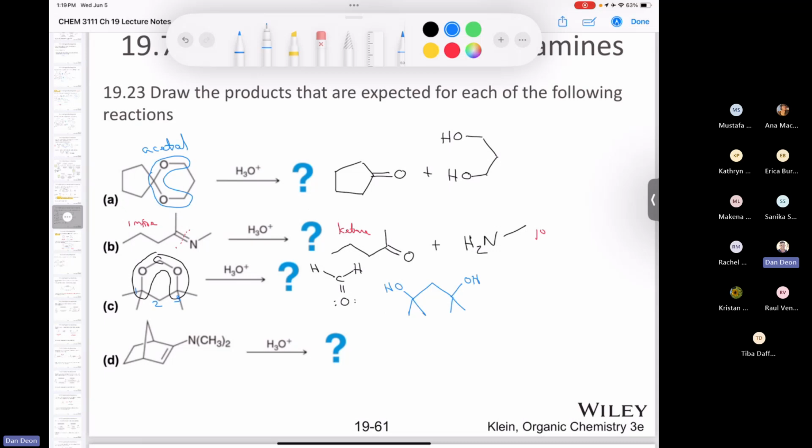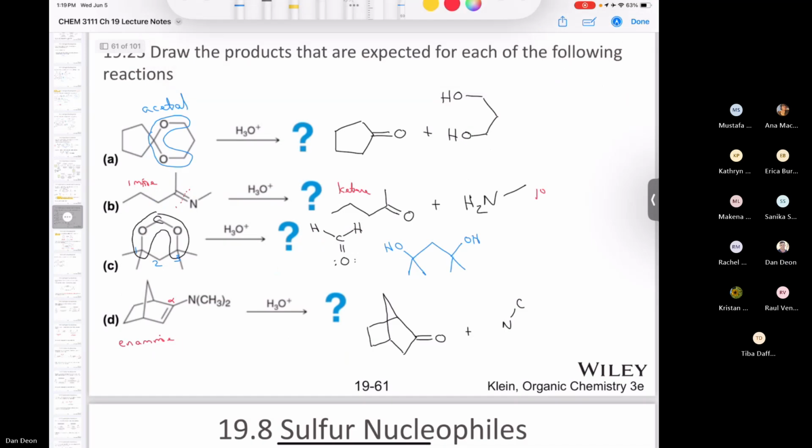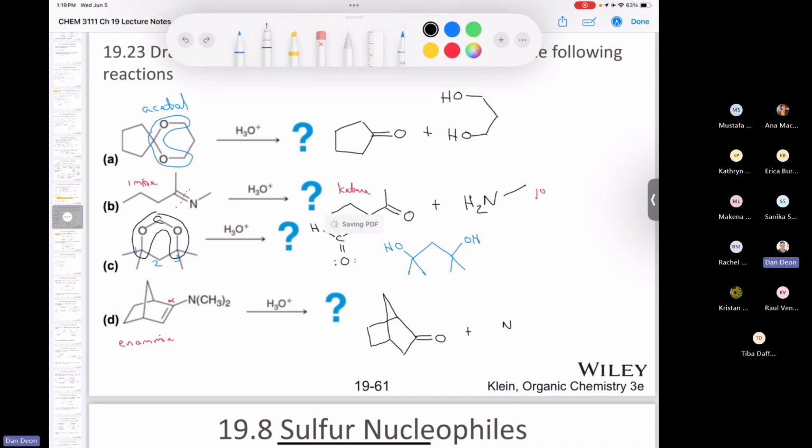And the last one is an enamine, right? We have a double bond attached to the alpha carbon, so this is an enamine. And so what are we going to liberate? In this case, a ketone and a secondary amine. So what's our ketone going to look like? Well, God help me as I try to draw it. It's going to look something like this. It's a bicyclic compound, but this is what the bicyclic compound would look like, and your double bond will be on this carbon. And then our secondary amine is going to be dimethylamine.